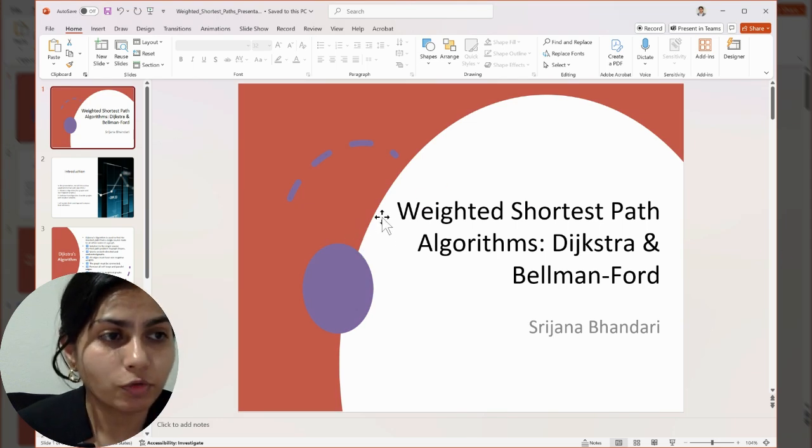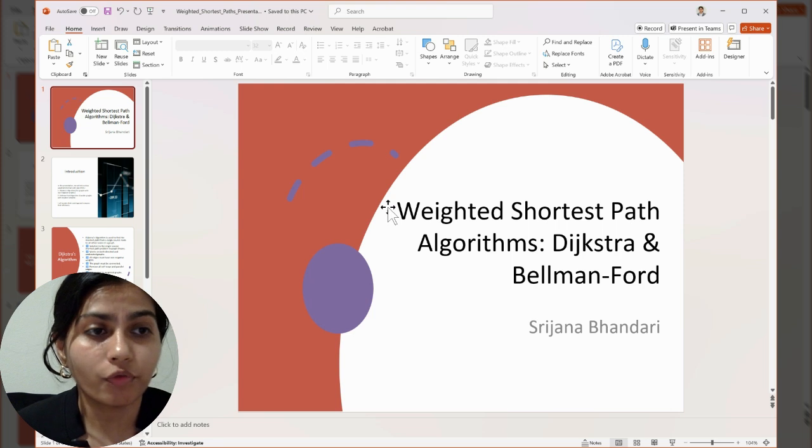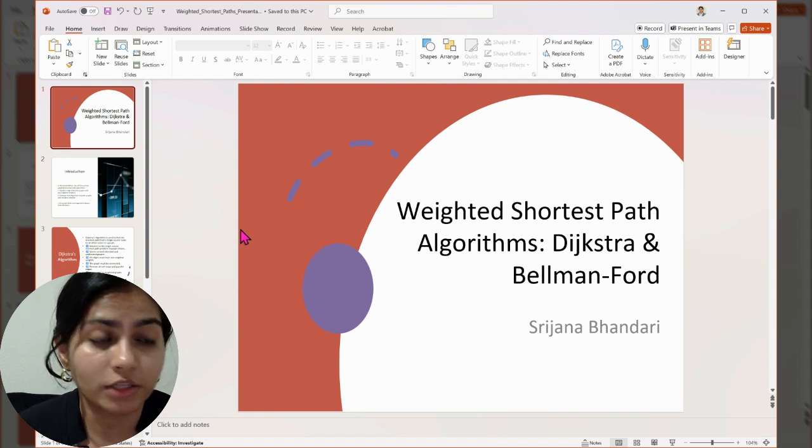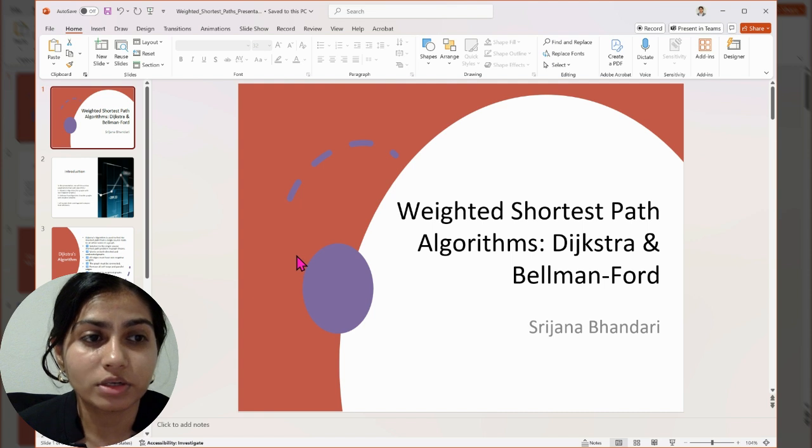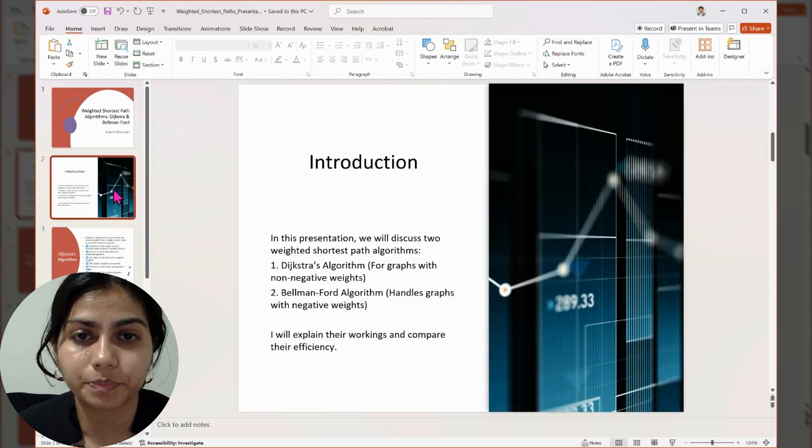Hello, today I will be presenting on weighted shortest path algorithms, focusing on two widely used ones: Dijkstra's algorithm and the Bellman-Ford algorithm. My goal is to explain how they work, compare their efficiencies, and help you understand when to use each one. So let's get started.